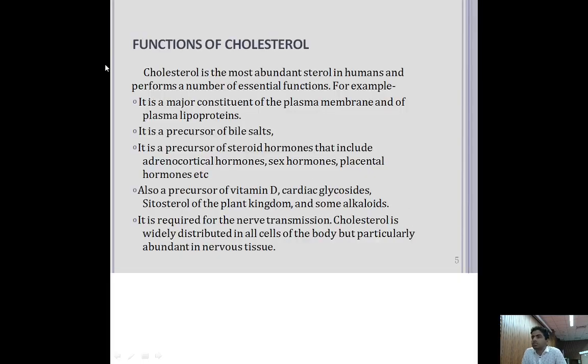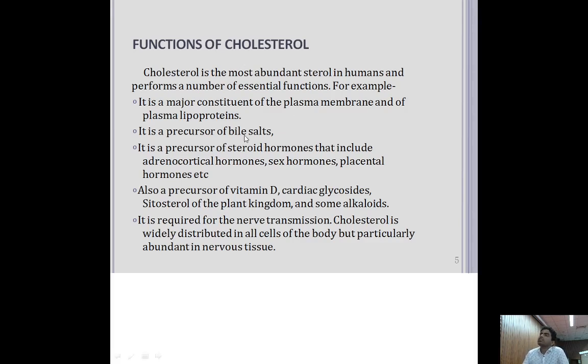Now, functions of cholesterol. This is important. This can come in your exam for 2-3 marks. This is the most abundant and most important sterol in the body. Its roles are: it is a major constituent of plasma membrane, which you have read in your first few classes, and of plasma lipoprotein. Lipoproteins are the carriers of cholesterol, cholesterol ester, and triacylglycerol. So basically for lipid transport, lipoprotein is very important. And the role of cholesterol in plasma membrane, you would have read, is that it gives rigidity and fluidity to the membrane. It depends on the cholesterol level.